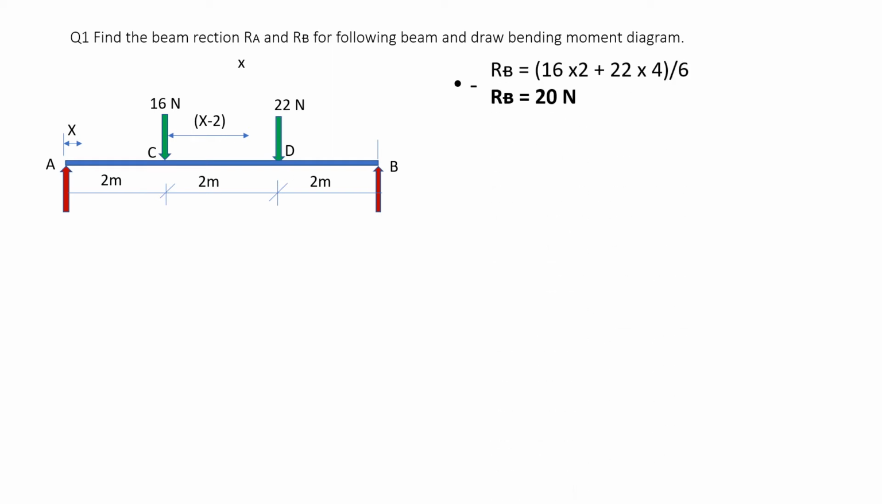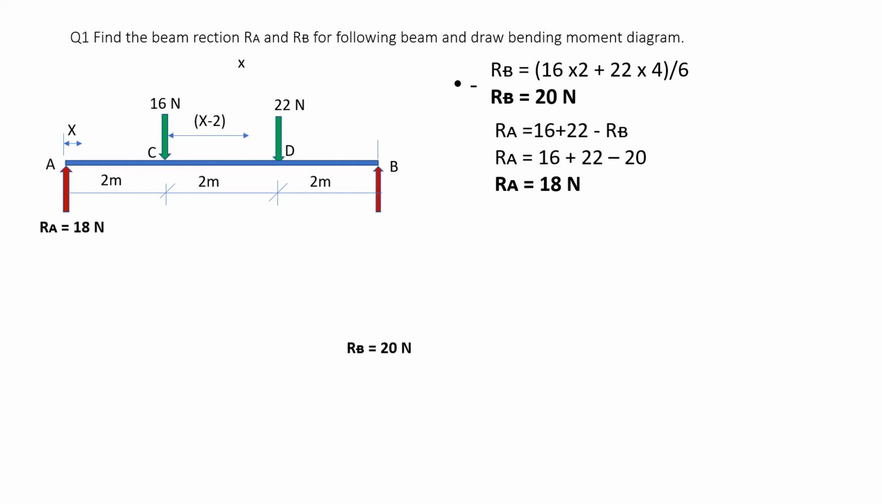RB is equal to 16 into 2 plus 22 into 4, in bracket, divided by 6, that gives RB as 20 Newton. RA is equal to 16 plus 22 minus RB, or 16 plus 22 substituting the value of RB, minus 20, you get RA is equal to 18 Newton.